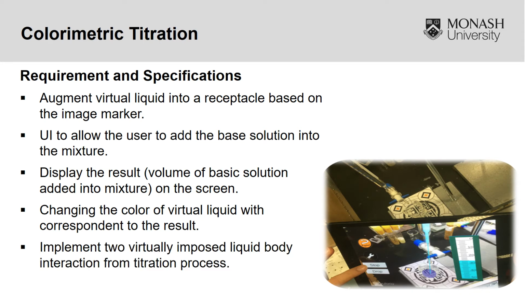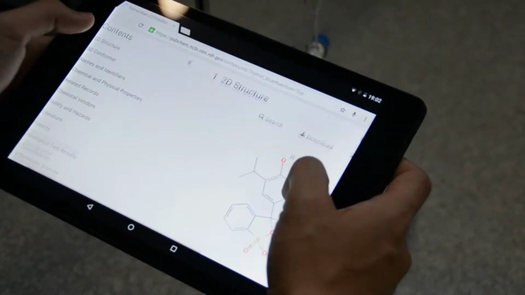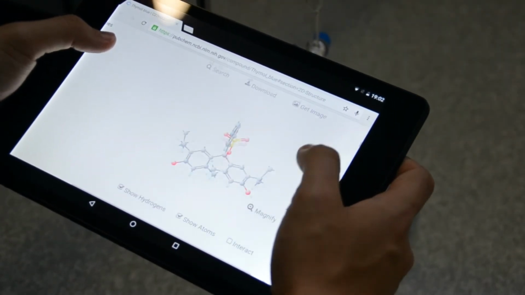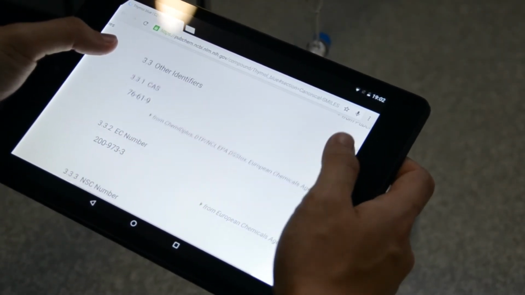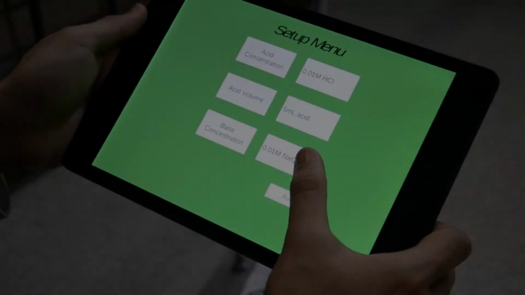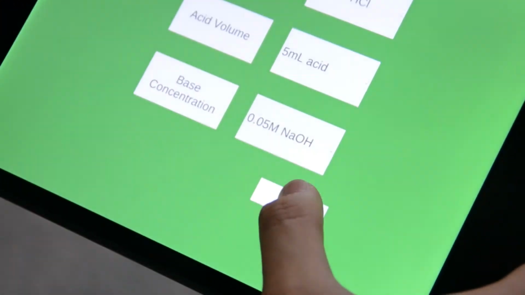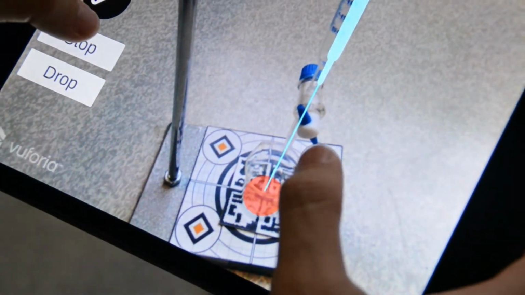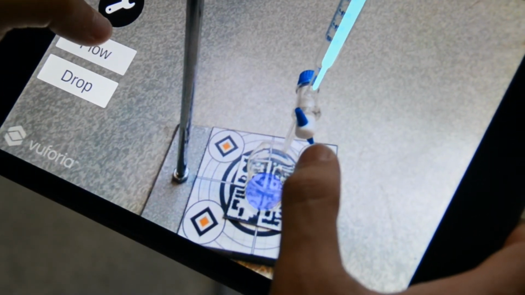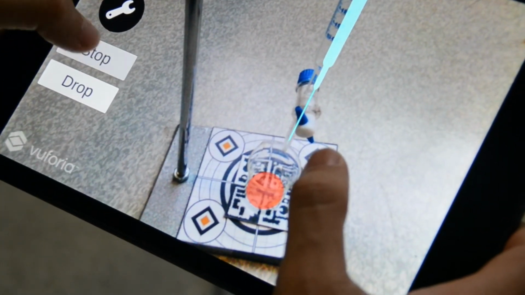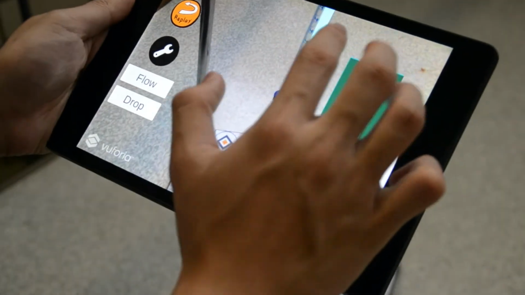In addition to that, it also has to visually show the interaction between the two imposed liquid bodies. When the application first starts, it will prompt out the data of the chemical substances involved. Additional features like selection of different concentration, adding the base by flow, changes of the mixture color, and even adding by droplets are integrated into the application.